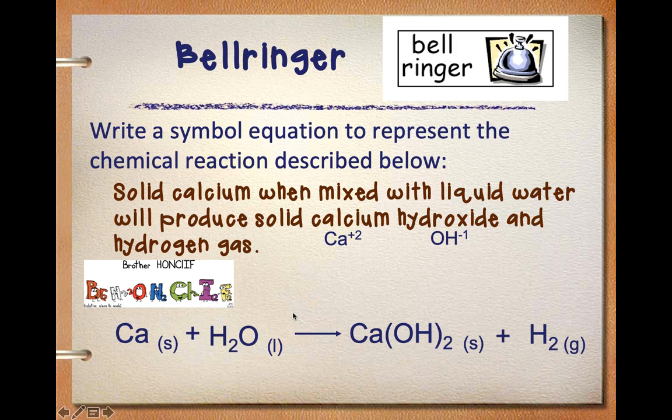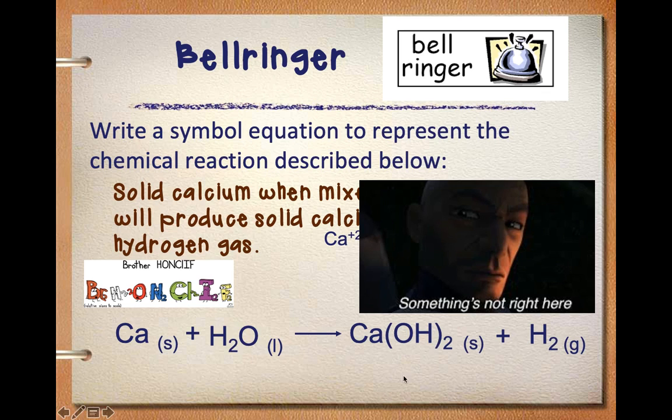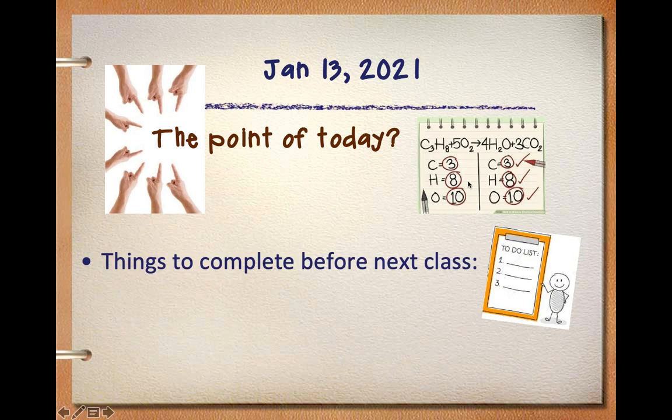But what we need to add today is, well, wait a second. I've got 2 hydrogens here, but I've got hydrogens in 2 separate places: 1, 2, 3, 4. Something isn't right here. That's not allowed. I have 1 oxygen here and suddenly 2 oxygens on this side. That doesn't seem like it's allowed. So that's where today's topic comes in. The point of today is to do something called balancing equations.